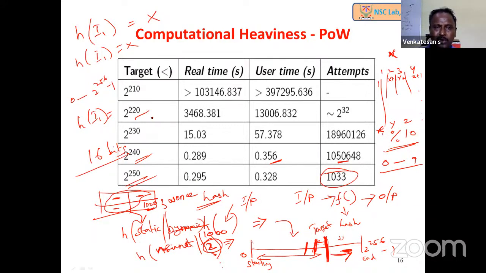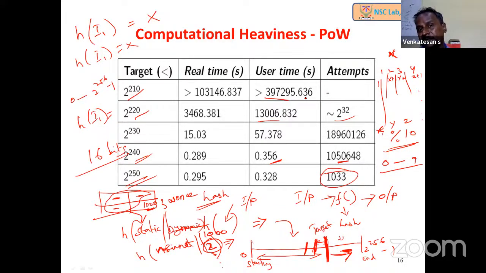And when I put 2 power 220 as the target, it takes 2 power 32 attempts, and in these many seconds it could solve the problem. And next, when I put the target as 2 power 210, I was unable to solve the puzzle. It was running for a long time and it could not solve the puzzle. I had to switch off the machine.